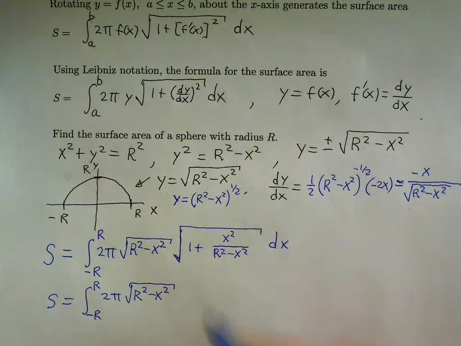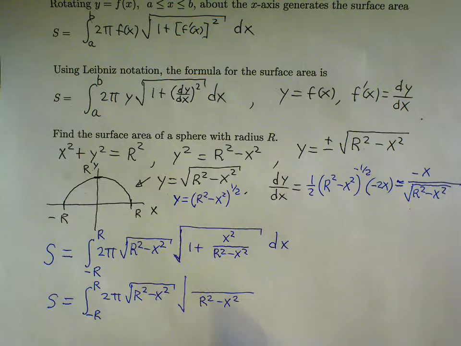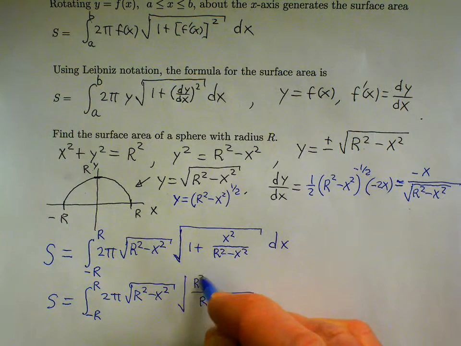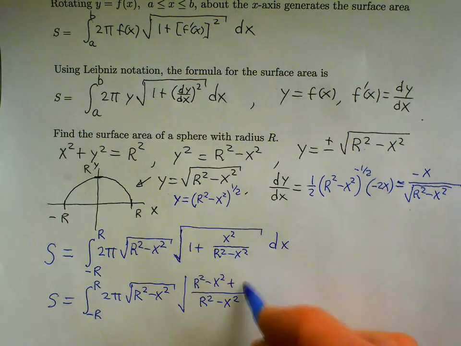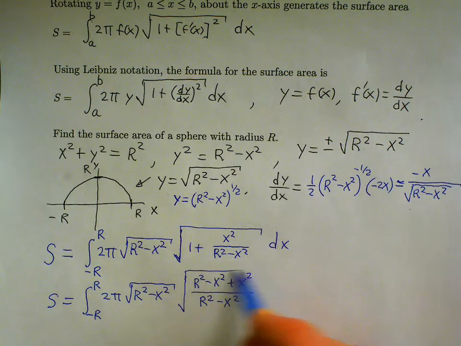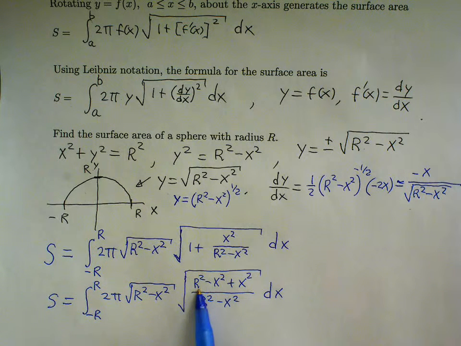And inside the square root on the right, the common denominator is r squared minus x squared. So 1 over 1 becomes r squared minus x squared over r squared minus x squared. So we have an r squared minus x squared, and then plus the x squared that's already there. And in the numerator of the square root on the right, the minus x squared plus x squared adds up to 0.